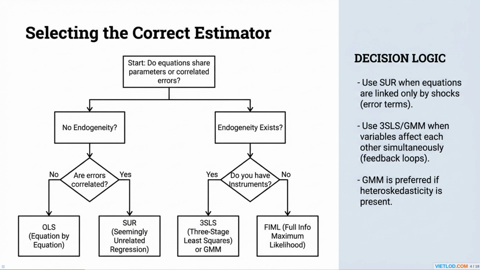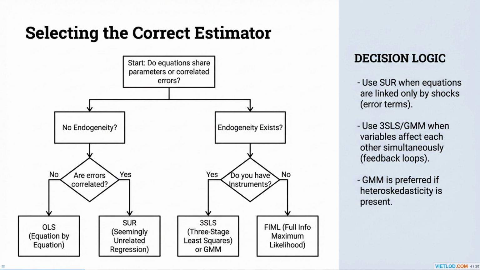This flowchart guides us in selecting the appropriate estimator for multi-equation models. We begin by asking if our equations share parameters or have correlated errors. If not, simple OLS, ordinary least squares, applied equation by equation is sufficient. If they do, the next critical question is whether endogeneity exists. If there is no endogeneity, but the errors across equations are correlated, then seemingly unrelated regression, or SUR, is the efficient choice. If endogeneity does exist, we then ask if we have valid instrumental variables.